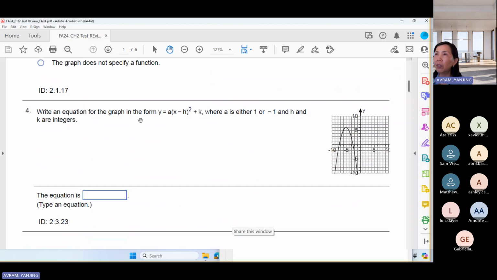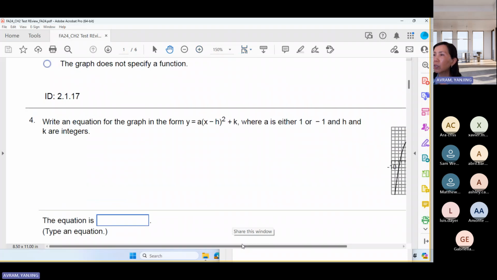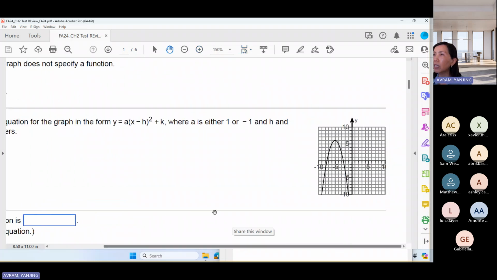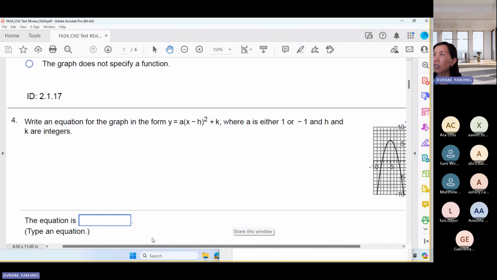Number 4, you want to write down this equation using this graph. Okay, so we need to indicate whether A is -1 or +1, and H and K are integers. So we want to use this graph to write down this equation. Let's make it a little bit bigger. And let's look at this one right here, would A be positive or negative?